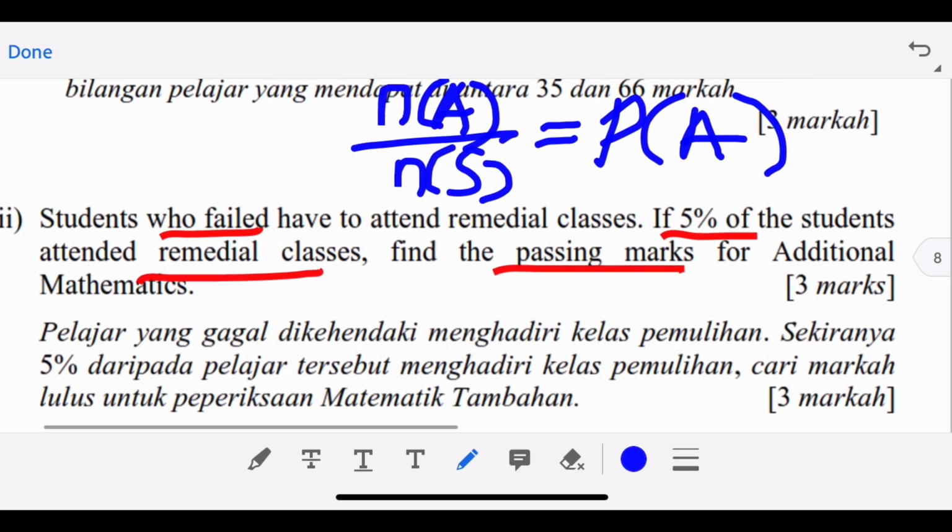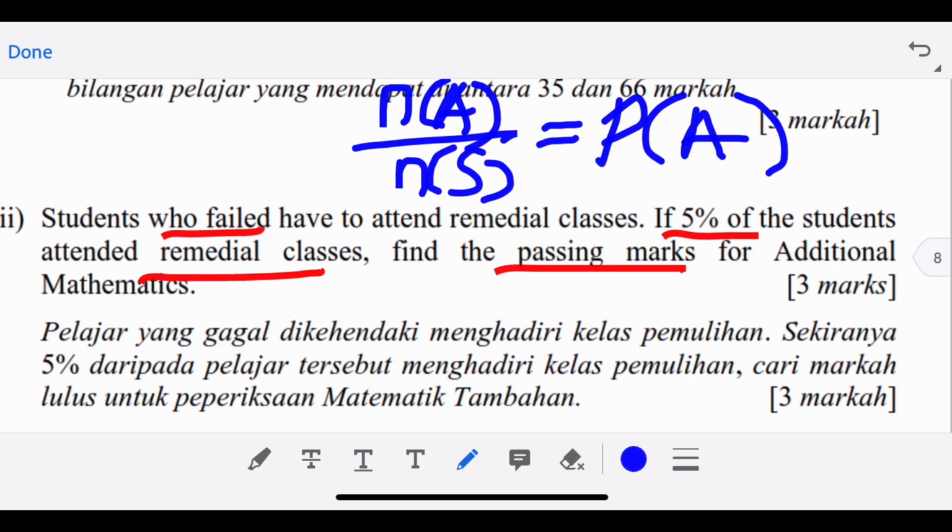Now we will solve the second part. Students who fail have to attend the remedial class. This one, you actually have to draw the bell shape first. This is the reverse way of doing. The first part, you start from the X, then you go to the Z, then you go to the graph, and then you read the P. And for the second part, you are given 5%.